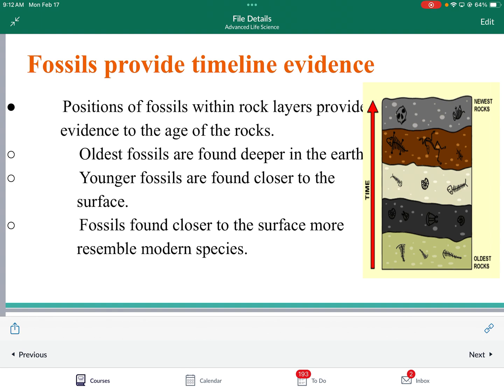You'll notice another thing about the law of superposition is these oldest fossils are very simple in contrast to more modern fossils. Life forms generally become more diverse and more complex as life on Earth continues to change and evolve.